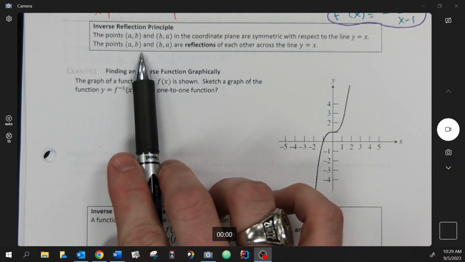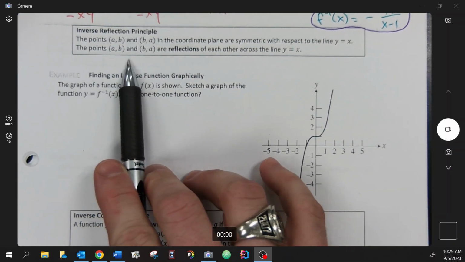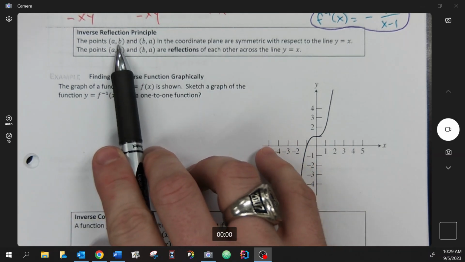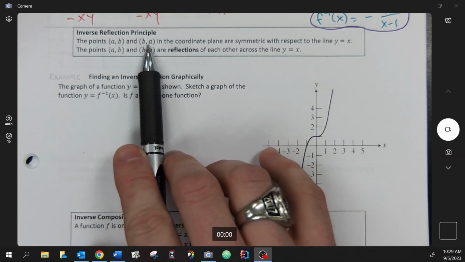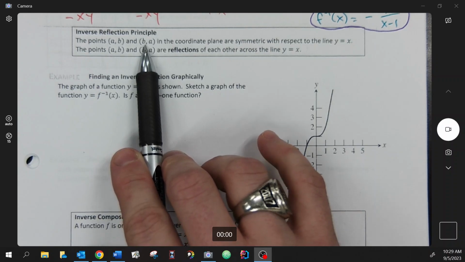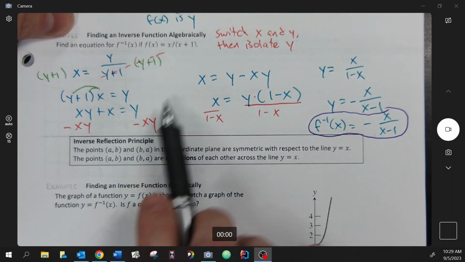The reflection principle says that if two relations are inverses, then a coordinate a comma b on the original becomes b comma a on the inverse. There we go. Basically, your x's and your y's switch places. Like right here. Switch x and y.